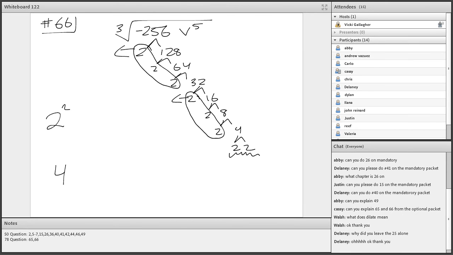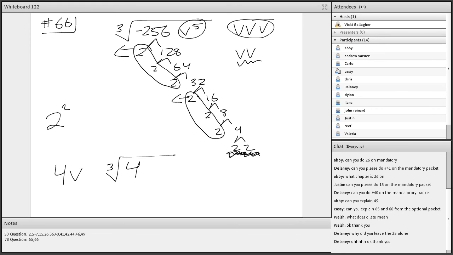These other 2 2s that did not have enough to make 3, those stay inside and they multiply back together, also to a 4. For my variable v, I had 5 of them, so 1, 2, 3, 4, 5. I have 1 set of 3, and I have 2 extras.